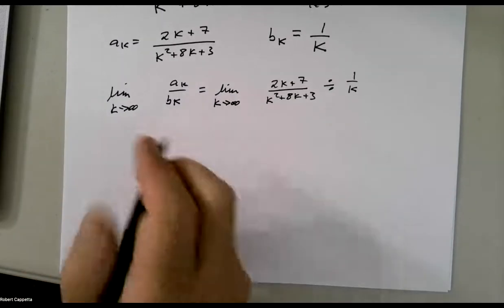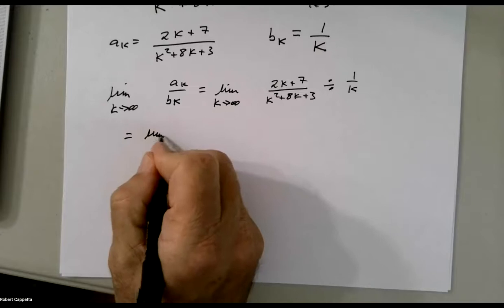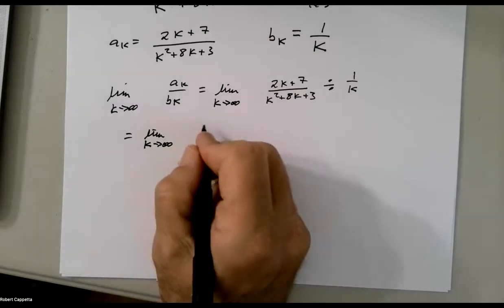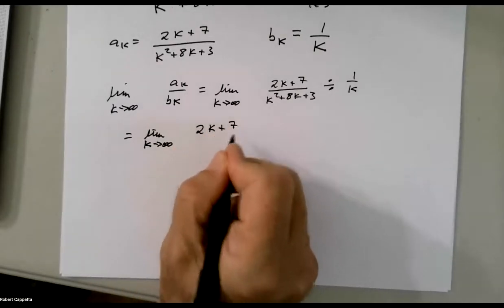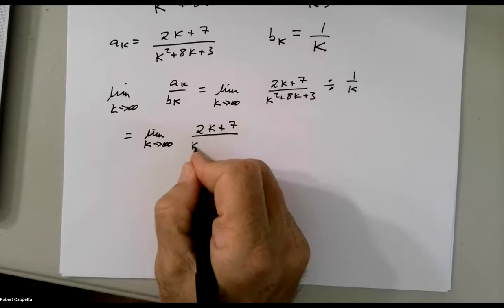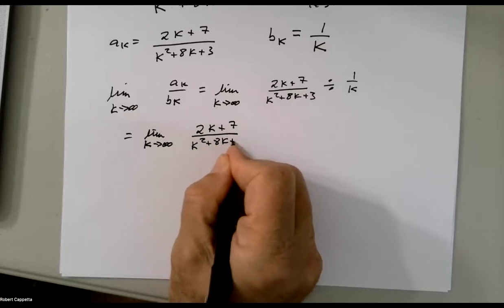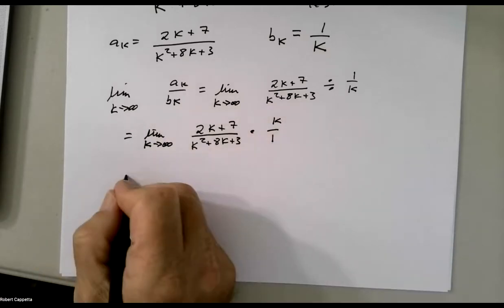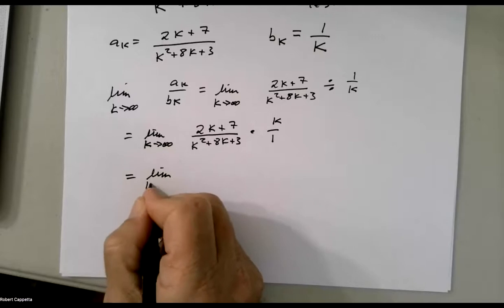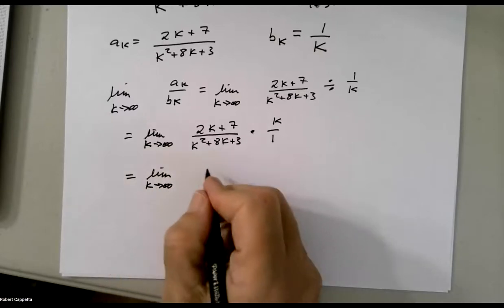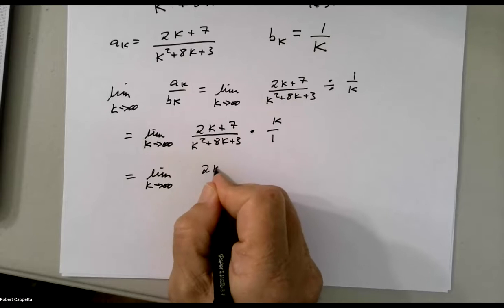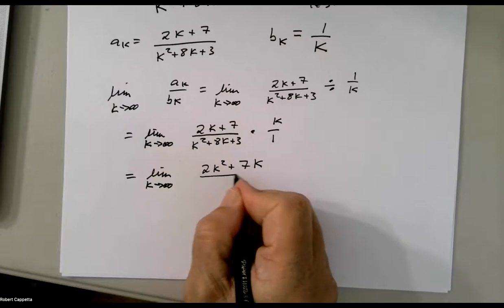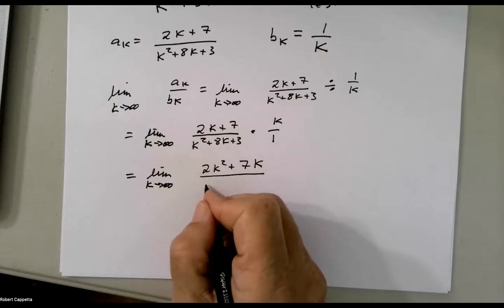And what does this equal? This equals the limit as k goes to infinity of what? Of 2k plus 7 over k squared plus 8k plus 3 times k over 1, which is the limit as k goes to infinity of what? Of 2k squared plus 7k over k squared plus 8k plus 3.